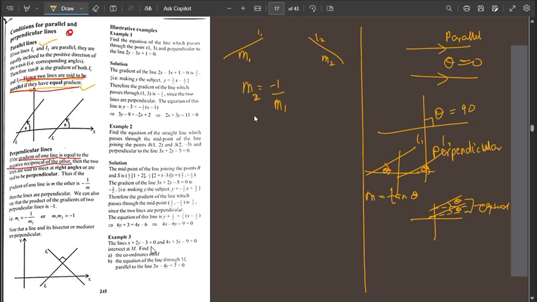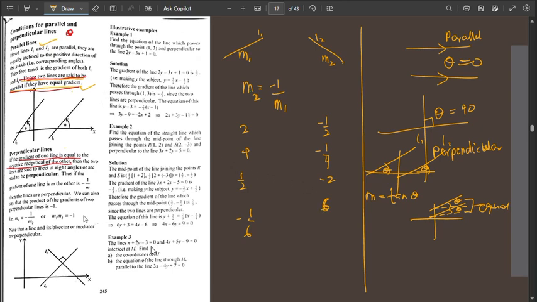So if L1 has gradient 2, then L2 will have gradient negative 1 over 2. If L1 has gradient 4, then L2 will have gradient negative 1 over 4. If L1 has gradient half, then L2 will have gradient negative 2, because that's negative 1 over half. If L1 has gradient negative 1 over 6, then L2 will have gradient positive 6. So that's it for perpendicular lines.